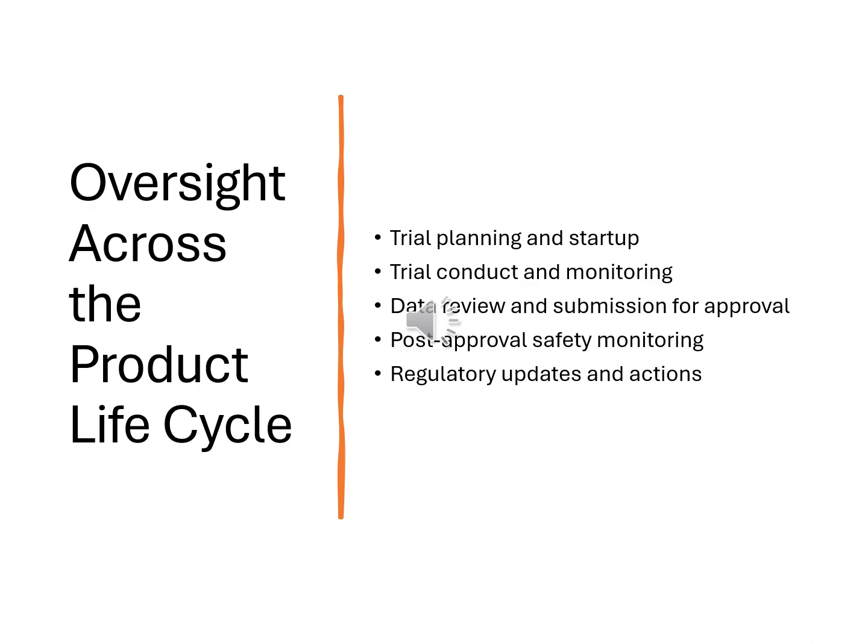Oversight occurs throughout the entire product lifecycle. It begins during trial planning and startup, when sites and vendors are selected and governance structures are established. It continues during trial conduct through monitoring, issue escalation, and quality management. Oversight remains critical during data review and regulatory submission because incomplete and unreliable data can lead to incorrect conclusions and cause harm to patients. After approval, oversight continues through post-approval safety monitoring, evaluation of real-world outcomes, and risk communication.